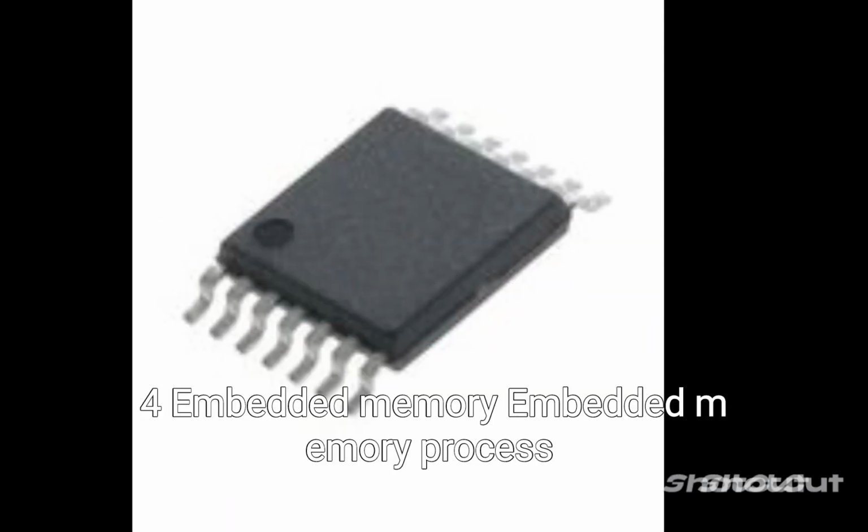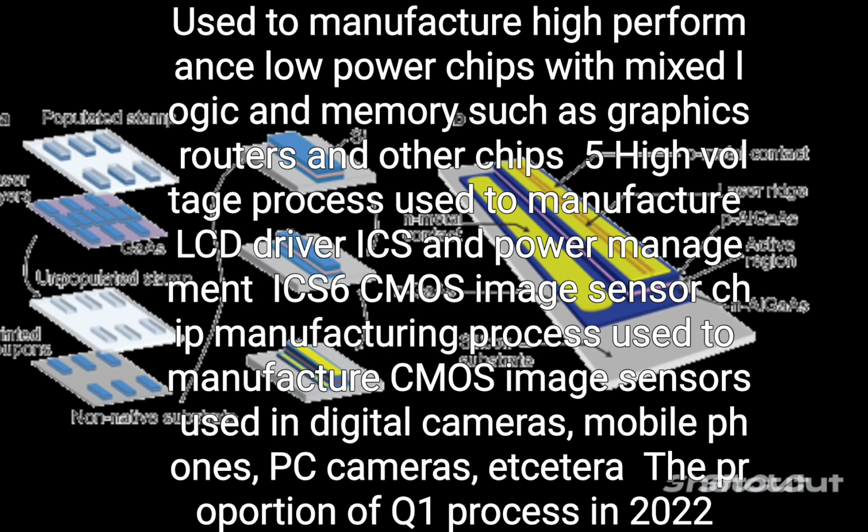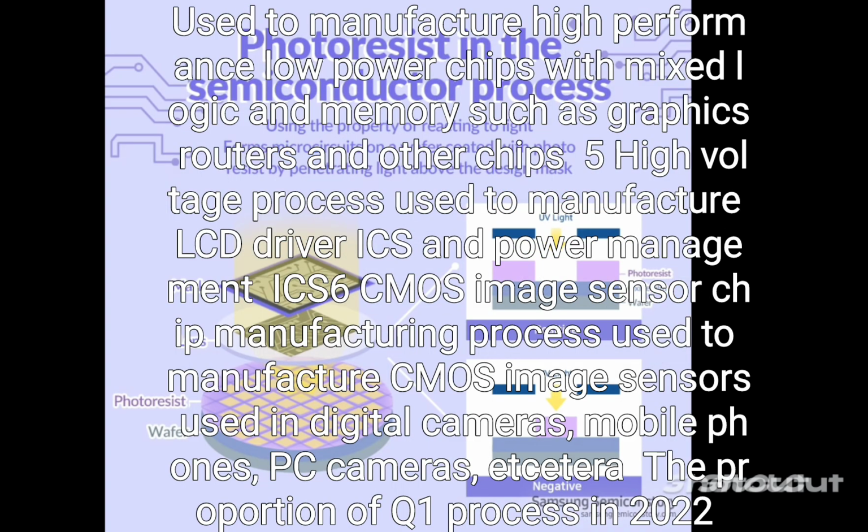4. Embedded memory process, used to manufacture high-performance, low-power chips with mixed logic and memory, such as graphics, routers and other chips. 5. High-voltage process, used to manufacture LCD driver ICs and power management ICs. 6. CMOS image sensor chip manufacturing process, used to manufacture CMOS image sensors used in digital cameras, mobile phones, PC cameras, etc.